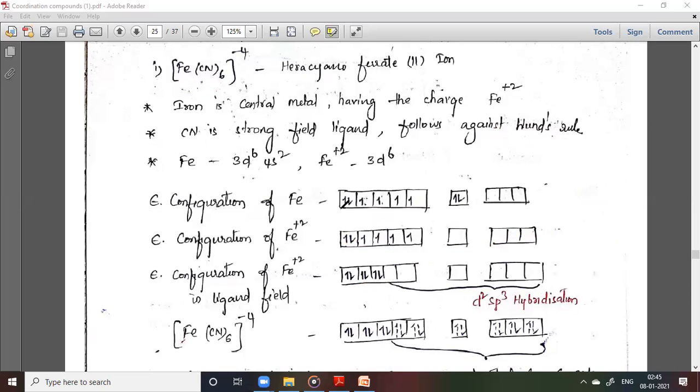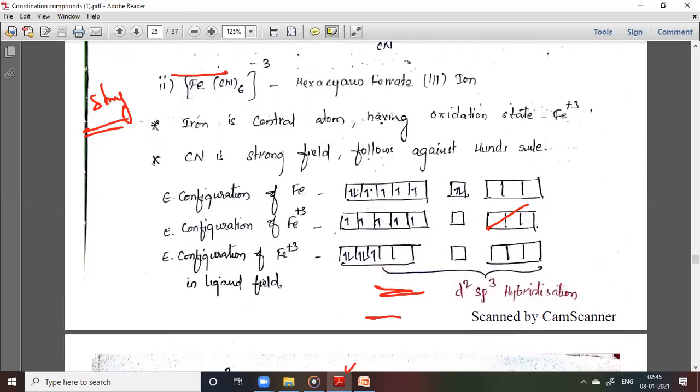సో మనకి ఇక్కడ ఎందుకు ఇది ఇన్నర్ ఆర్బిటాల్ కాంప్లెక్స్ అయింది అంటే దిస్ సైనైడ్ ఇస్ ఏ స్ట్రాంగ్ ఫీల్డ్ లిగాండ్. స్ట్రాంగ్ ఫీల్డ్ ఉంది కాబట్టి పేర్డ్ అప్ అయింది కాబట్టి ఇలా జరిగింది. దిస్ ఇస్ ద ఫస్ట్ కేస్. సో దిస్ ఇస్ ద D2sp3 hybridization. So very well. Let us say second case. Let us take the second case.